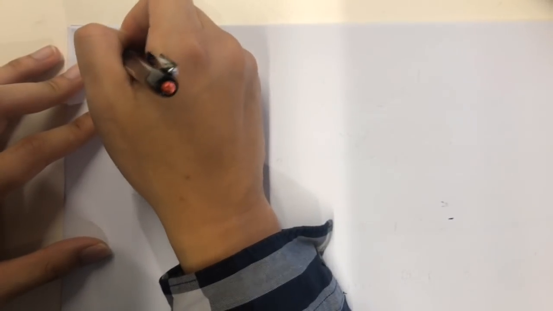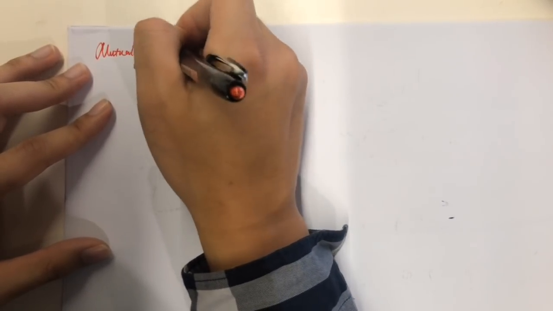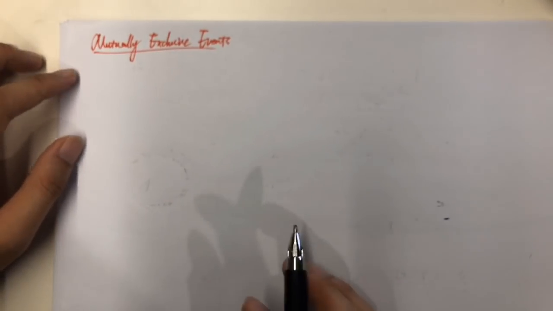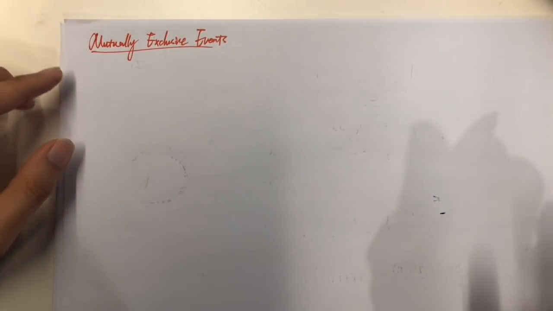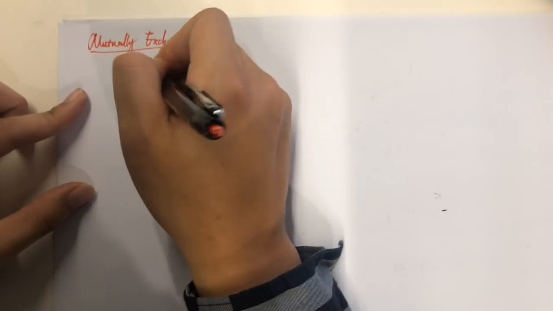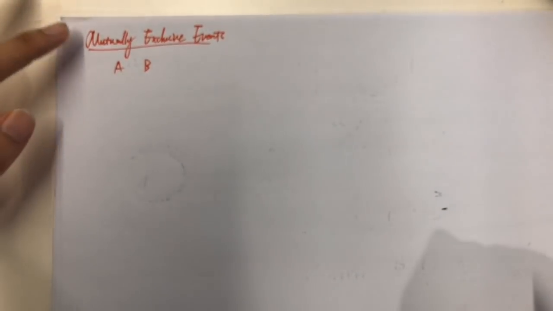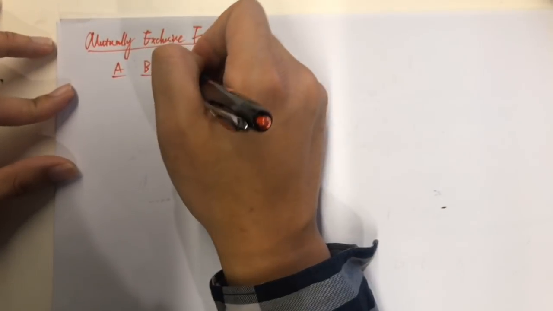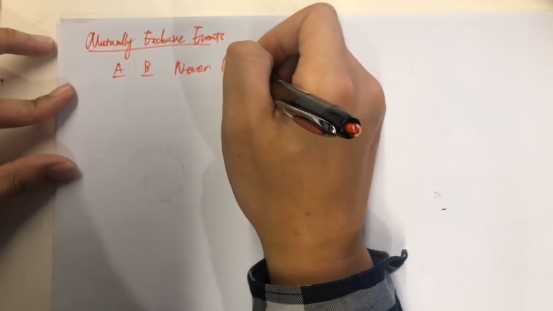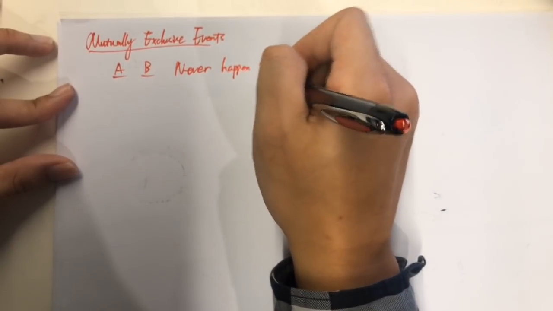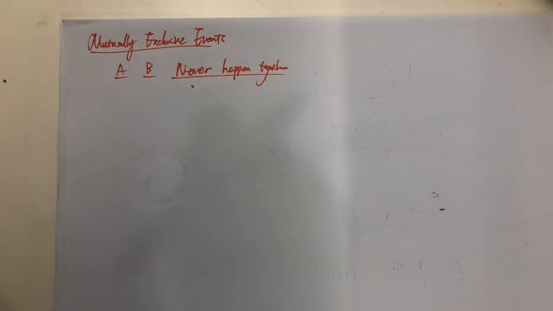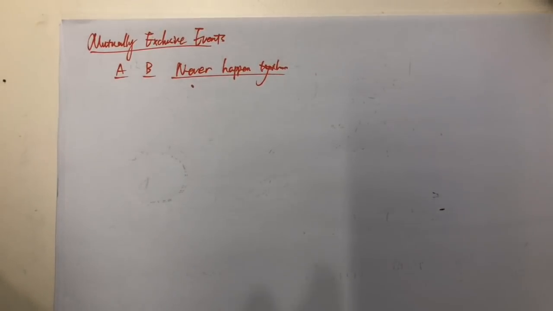Mutually exclusive events. For mutually exclusive events, if we have events A and B that are claimed to be mutually exclusive, it means they can never happen together. They can never ever happen together with each other.